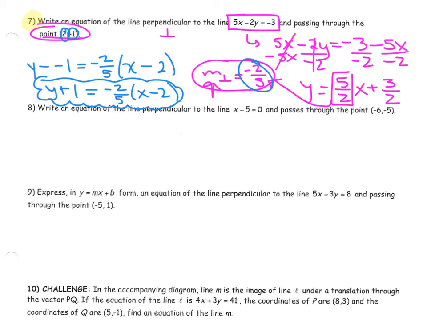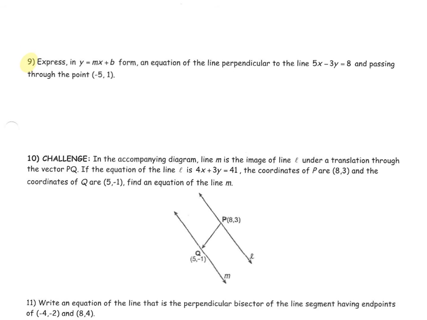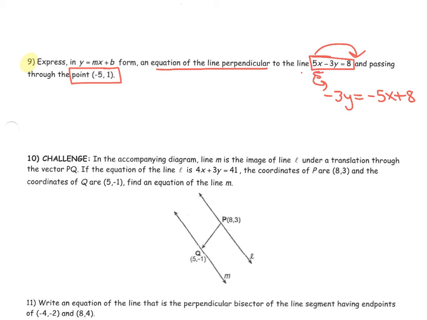Okay, last one that I'm going to show you is number 9. So we have express in y equals mx plus b form the equation of a line perpendicular to this one and passes through this point. So I have, again, I'm going to get y by itself. So I have -3y is equal to -5x plus 8. All I have to do is just subtract the 5x to the other side. So, right, minus 5x minus 5x. We're going to divide everything by -3. And I have y equals 5/3 x minus 8/3.